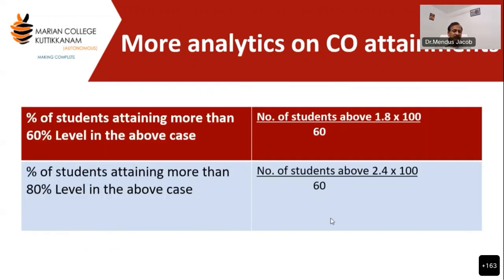And again, for accreditation purpose, we need to have some values like this, percentage of students attaining more than 60% level. So we can count the number of students above 1.8 into 100 by 60. So we will get the percentage. 1.8 means 60%, out of 3, 1.8 is the 60%. Or we can calculate percentage of students attaining more than 80% level in the above case. That also we can calculate. Okay.